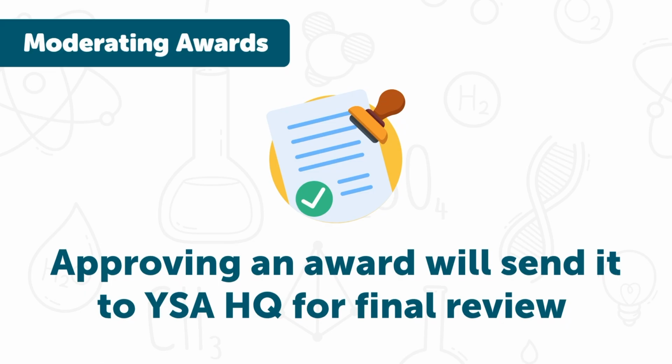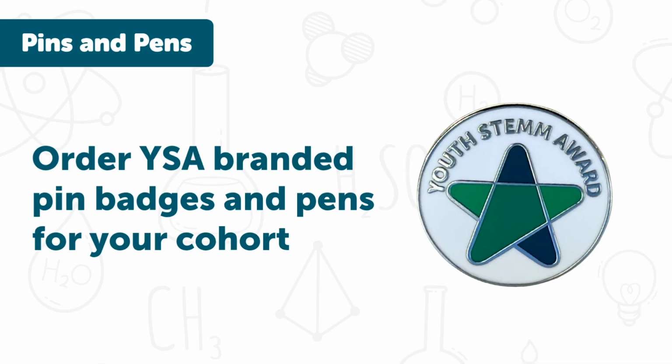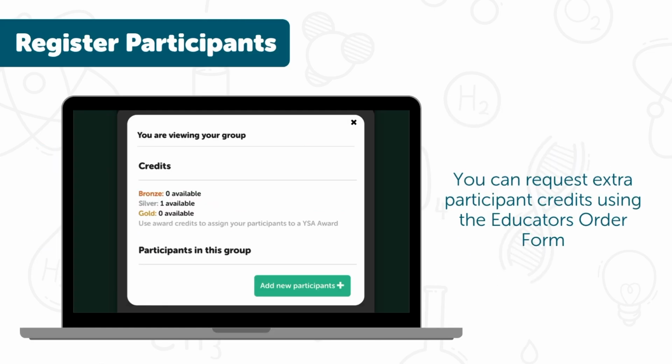Once their award submission has been approved by both coordinator and YSA HQ, coordinators need to complete the medal submission form. We send this out twice a year to coordinators, but you can request it any time. You can order YSA branded pin badges and pens for your group as a memento and to encourage participation. At any time, use the educator's order form to increase the size of your group by requesting extra credits, or let us know if a participant wishes to upgrade to the next award level.